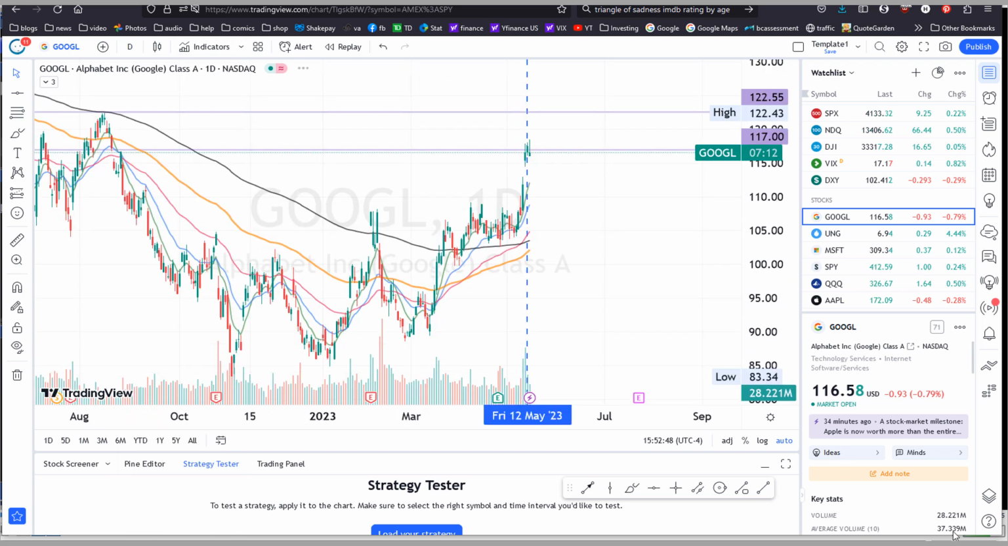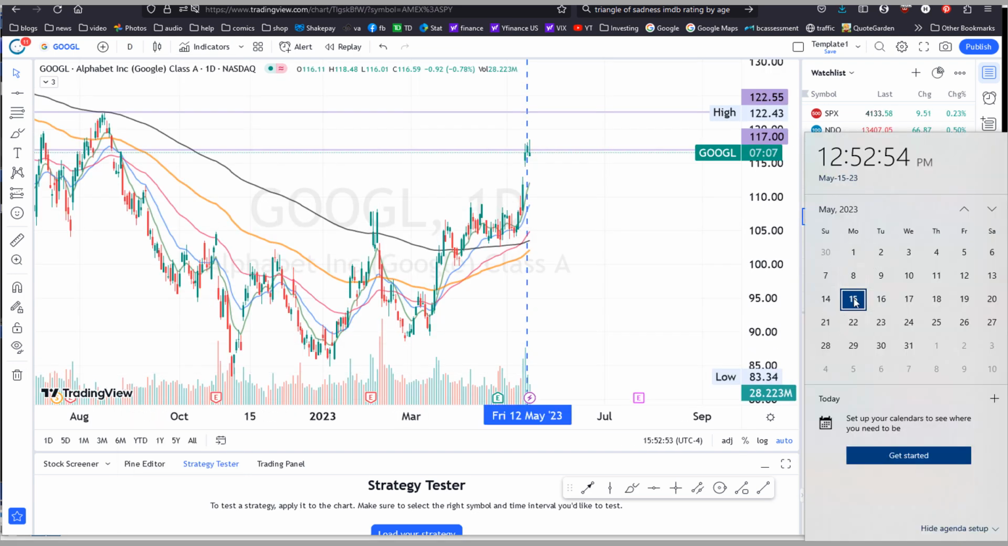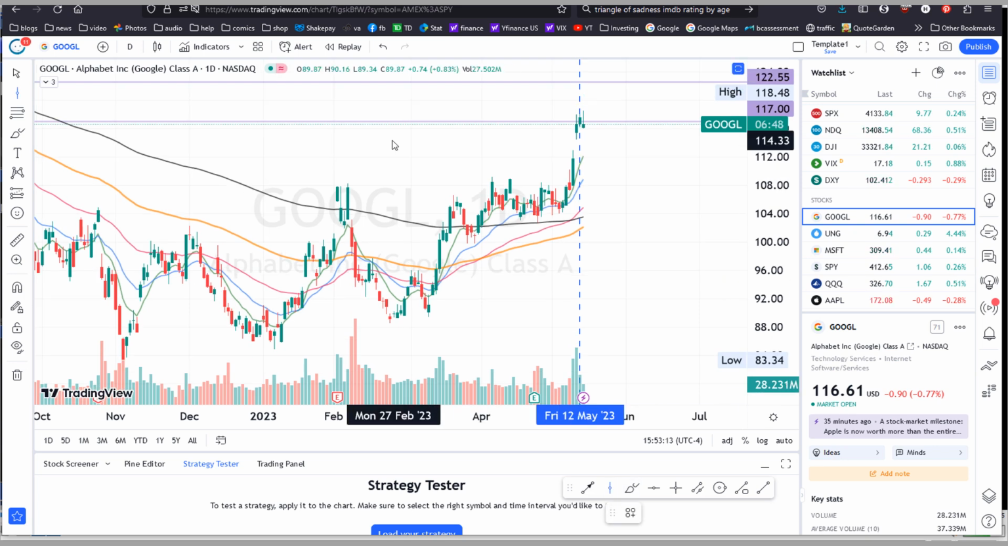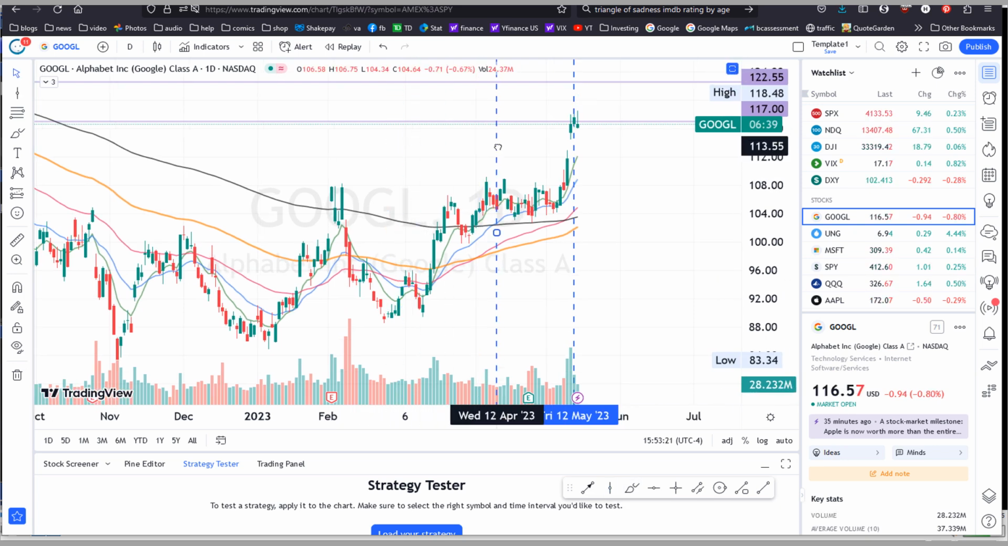But in terms of what I want to do today for my Google options, let's take a look at the daily chart. And today is Monday, May 15th. I'm going to put in some trades that expire this Friday on the 19th. It looks like a lot has happened since the last several weeks. I basically went on vacation on April 12th, so that's here. And this Friday would be the 19th, would be right here.